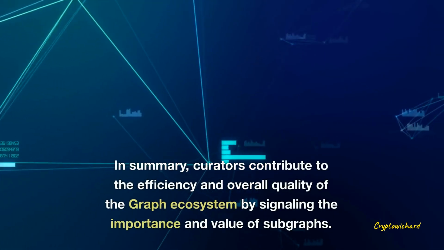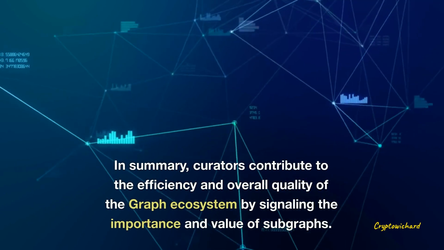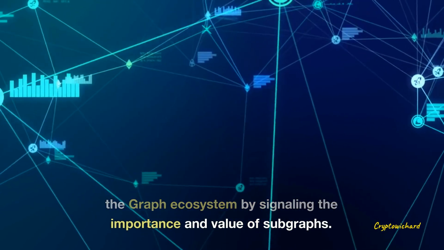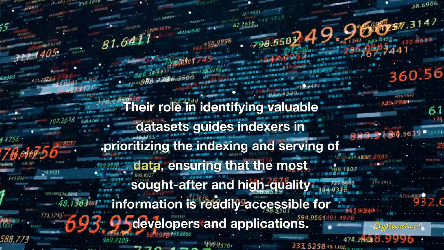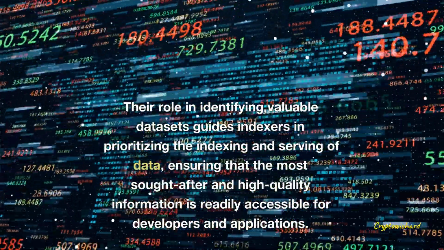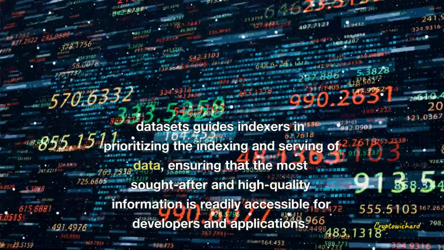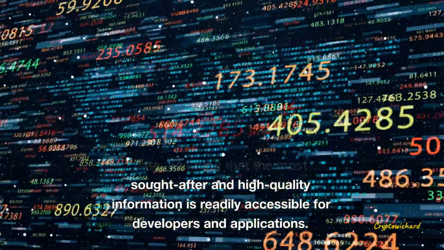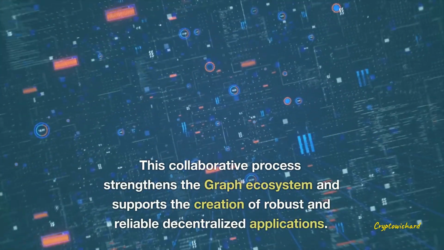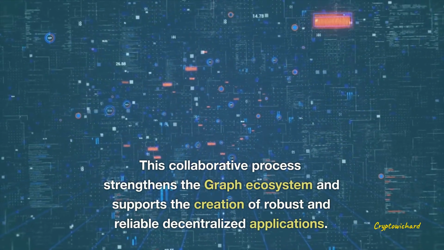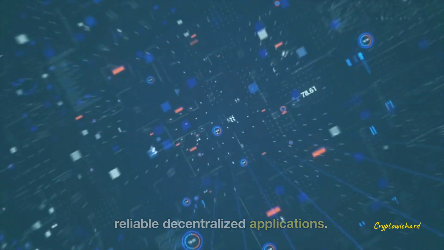In summary, curators contribute to the efficiency and overall quality of the graph ecosystem by signaling the importance and value of subgraphs. Their role in identifying valuable datasets guides indexers in prioritizing the indexing and serving of data, ensuring that the most sought-after and high-quality information is readily accessible for developers and applications. This collaborative process strengthens the graph ecosystem and supports the creation of robust and reliable decentralized applications.